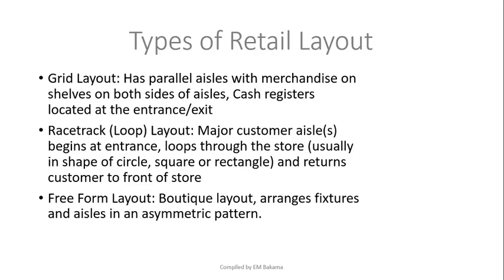Now, when it comes to the supermarket or the retail layout, you will notice that there are 3 different kinds of layout. There's a grid layout. That is most of the time what we find in most supermarkets like ShopRite and Pick n Pay, for example. You find that they have parallel aisles with merchandise on shelves on both sides of the aisle, and then we have cash registers that are located at the entrance or the exit. So that's why the first thing that you see are the cashiers themselves, just at the entrance. But we also have the race track loop layout.